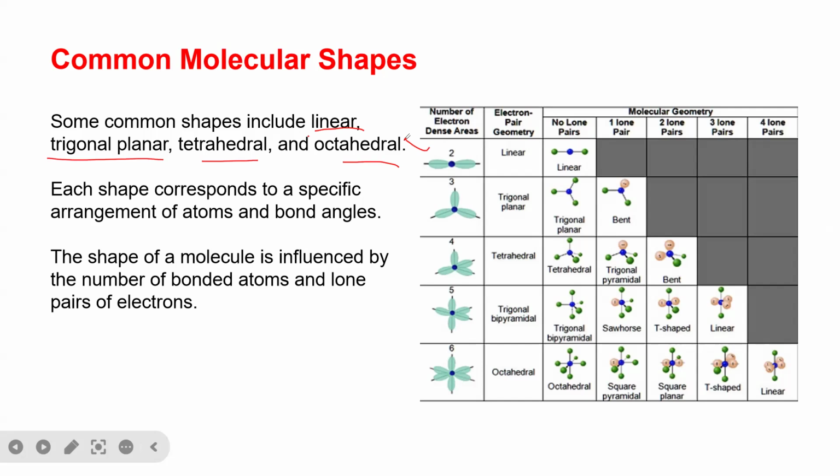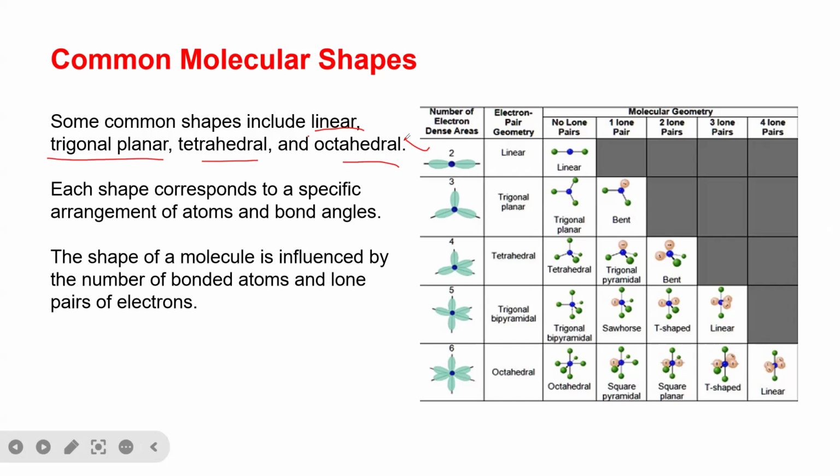If there is no lone pair, you see how the shape remains linear. Then trigonal planar: the shape is still maintained as trigonal planar, but when there is one lone pair of electrons, it changes to a bent shape. Tetrahedral: if there is no lone pair of electrons, it still maintains tetrahedral, but when one lone pair of electrons is added, it changes to trigonal pyramidal.